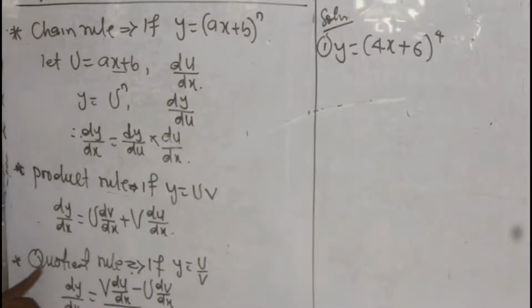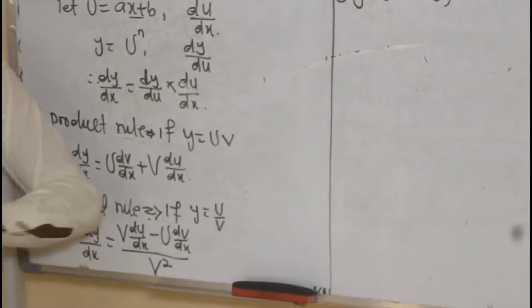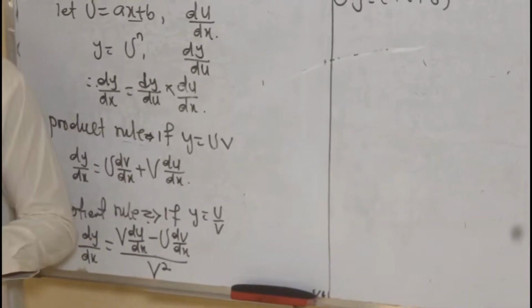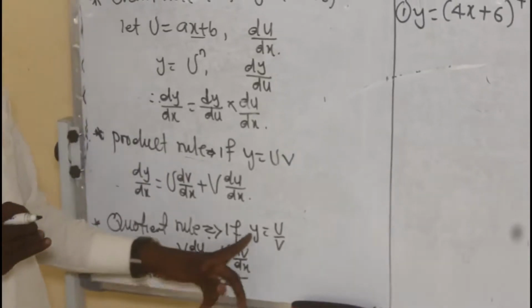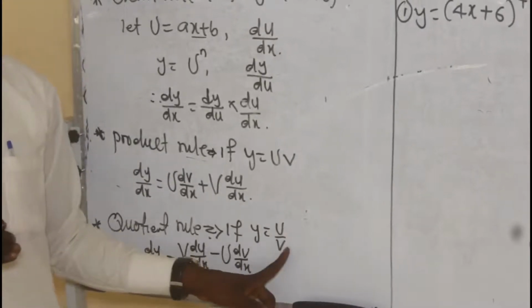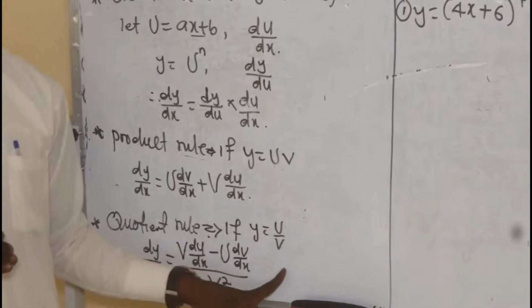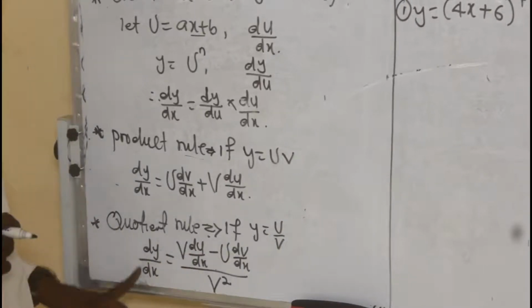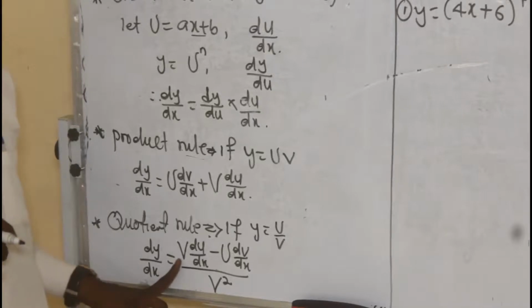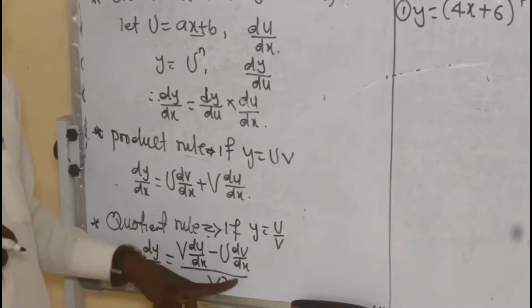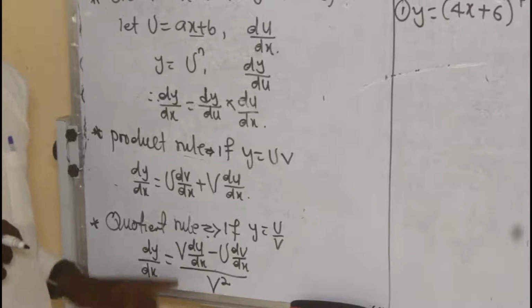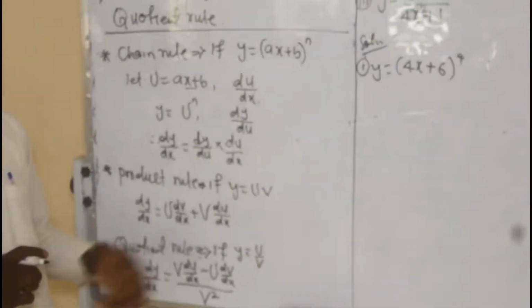Now, quotient rule. What do you mean by quotient? Quotient means what? Division. Whenever you have division, like if y is equal to u over v, numerator and denominator. So the numerator is u and the denominator is v. So now dy/dx is equal to v du/dx minus u dv/dx, all over v squared. So these are the formulas we use under these three rules.